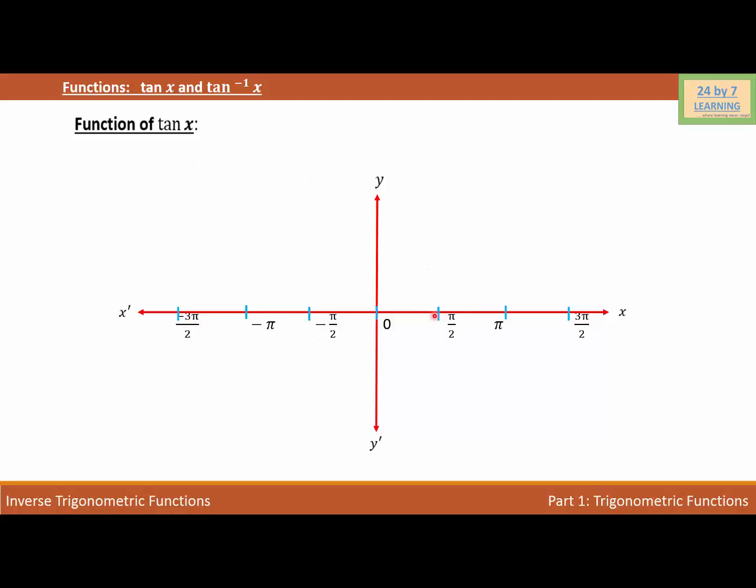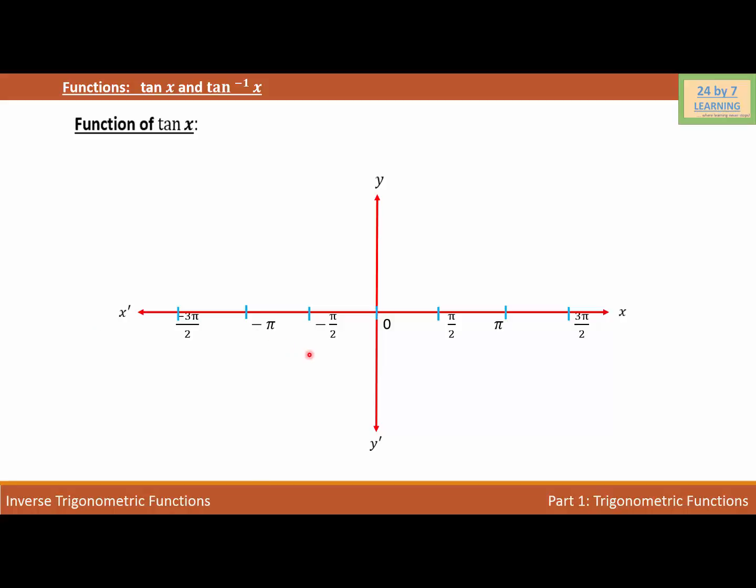As you can see, this is my x-axis and this is the y-axis. This point is the origin. The points that I'm considering on the right of the origin are pi over 2, pi, and 3 pi over 2. And the points on the left of the origin are negative pi over 2, negative pi, and negative 3 pi over 2. You can consider any other points that you like, so there is no restriction on considering more points. So you're free to. Let's graph the tangent function.